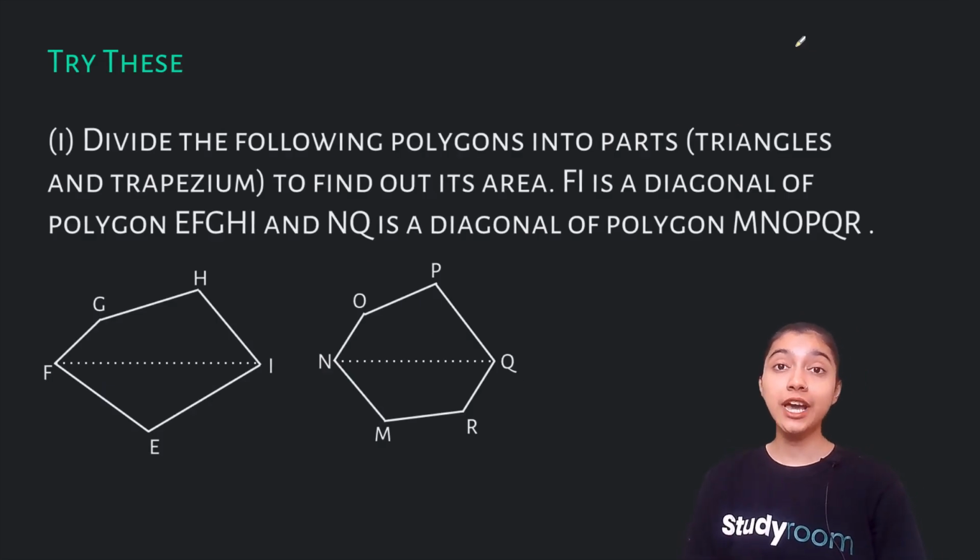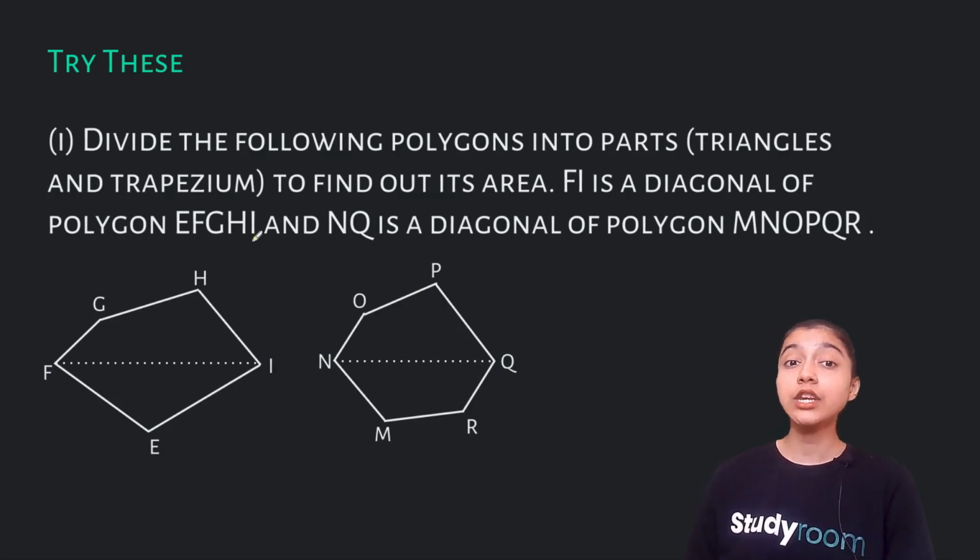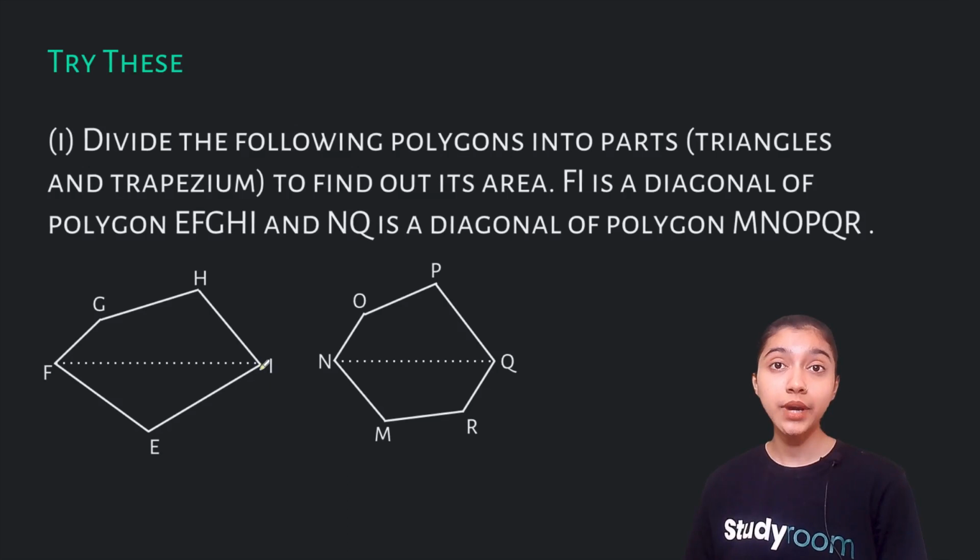Now over here we have been given two polygons, namely FGHIE, this is a polygon, and we have another polygon, that is NOPQRM, where FI and NQ are the diagonals of the polygon. Now, in order to find the area of this entire polygon, we have to divide this polygon into some of the known geometrical shapes and then calculate the area.